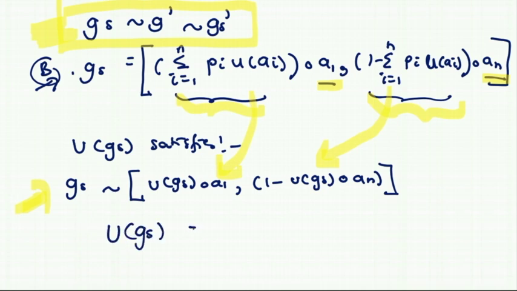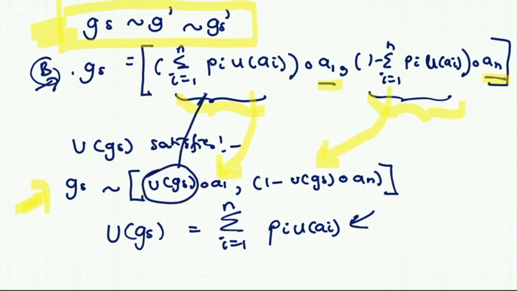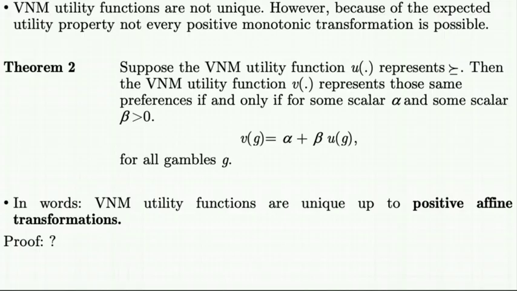UGS is actually the sum of i from 1 until n, p_i u(a_i). So this is the expected utility, or von Neumann-Morgenstern utility function, because this one is actually this. That's why we can write it here, which is equivalent to this. So, proven. QED.